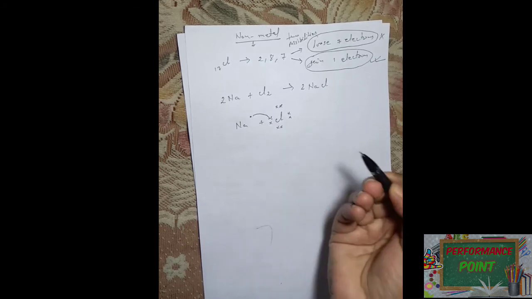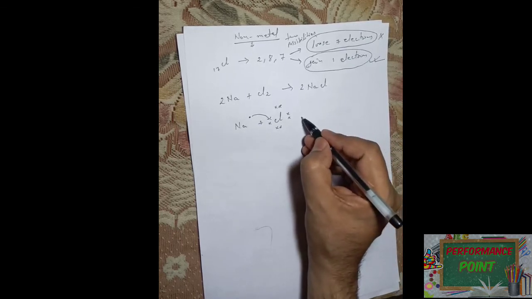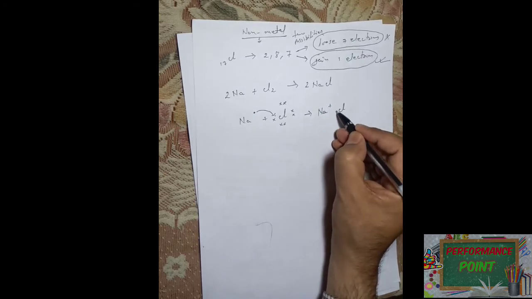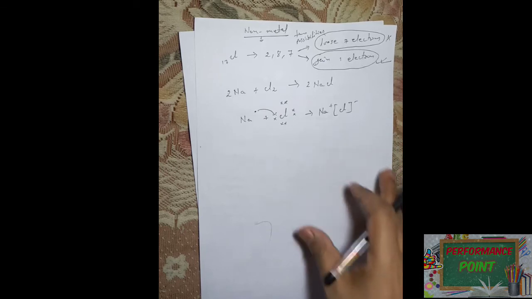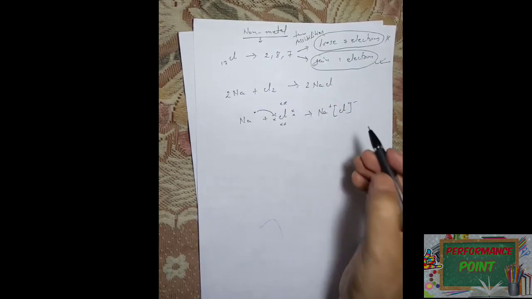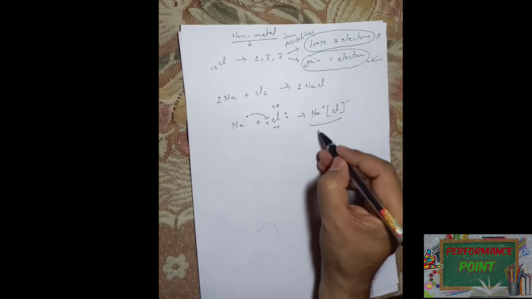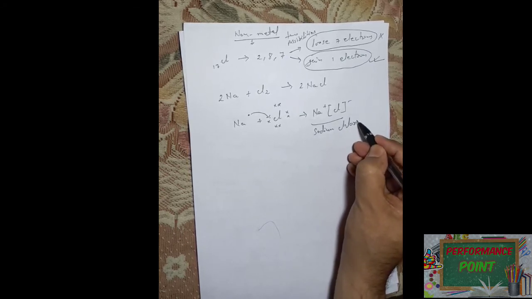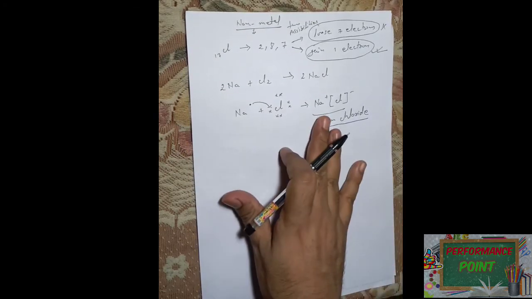So what configuration do we get now? It becomes Na+, and the chlorine, Cl, becomes Cl minus. This is how we see the formation of NaCl, which is sodium chloride. This is how the chemical reaction happens.